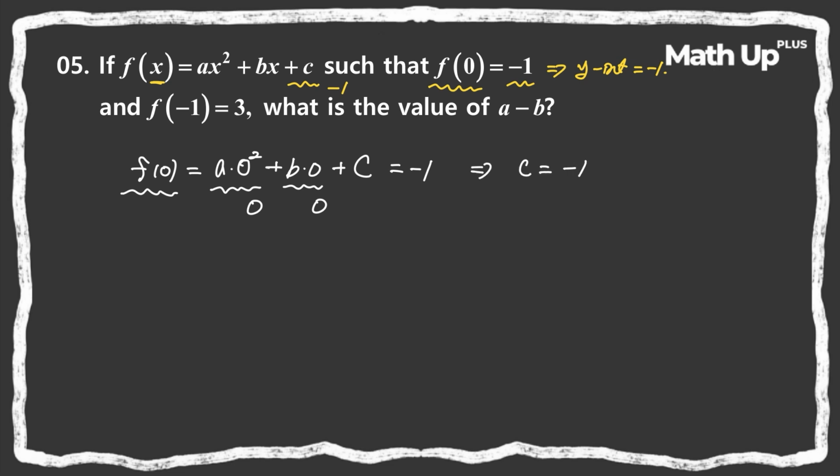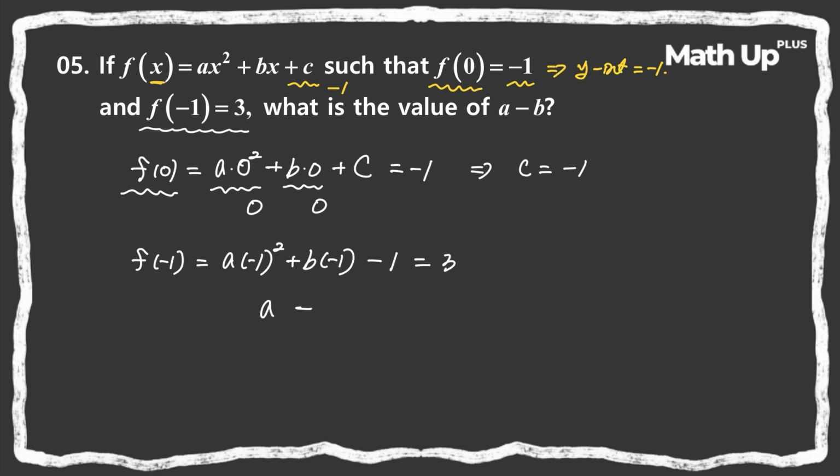Now let's use this information right here. Substitute -1 for x and then simplify the equation. So f of -1 is equal to a times -1 squared plus b times -1. We have c, and we know that c is equal to -1, right? So -1 is equal to f of -1, which is 3. So that is equal to 3.